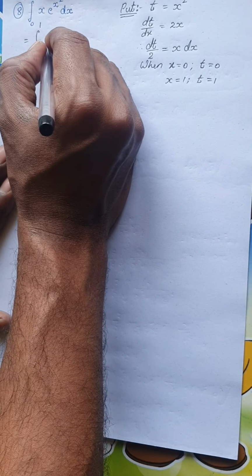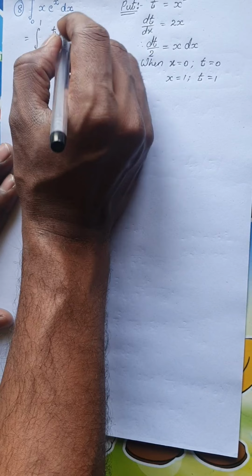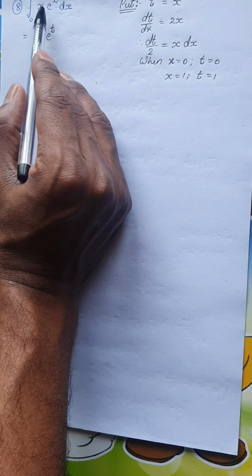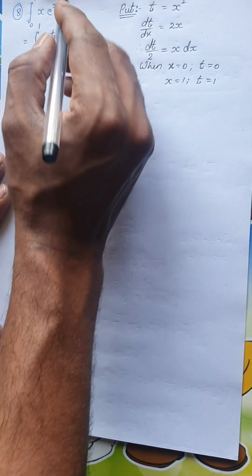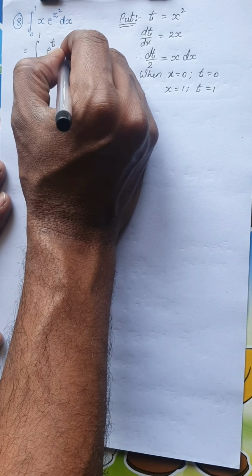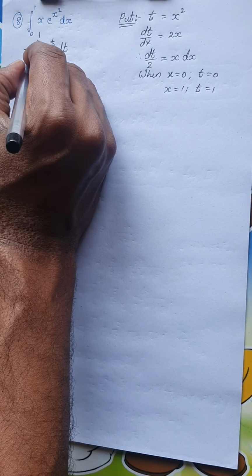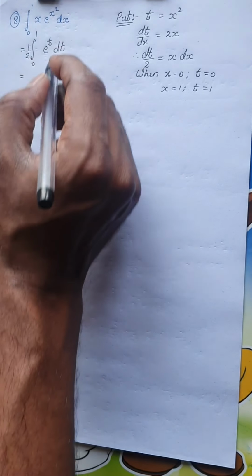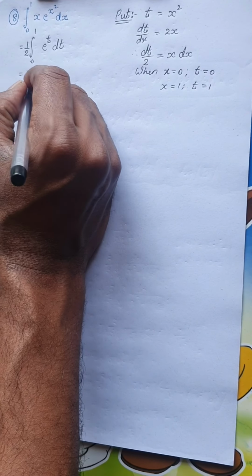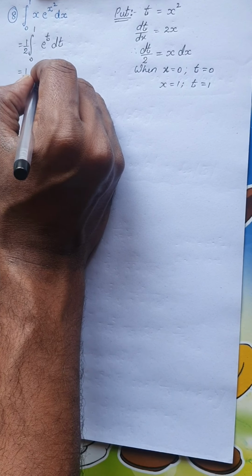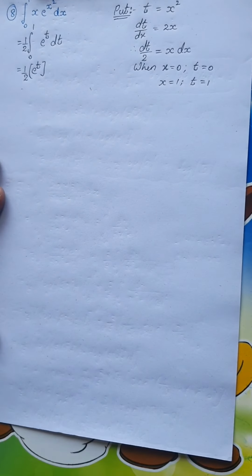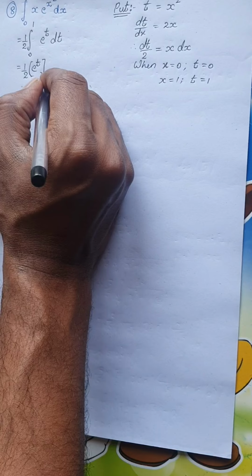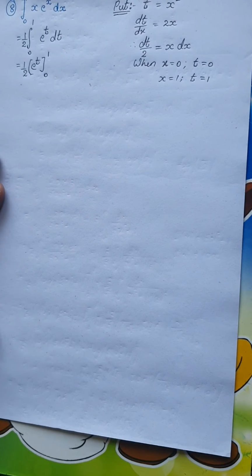Now e power x square would be nothing but e power t. Now what is x dx? x dx is nothing but dt by 2. So I'll take dt here, and this 1 by 2 I'm going to keep outside. Now you can directly integrate this with respect to t. So 1 by 2 as it is, the integral of e power t is nothing but e power t itself, because we know it's a standard integral, within the limits 0 to 1.